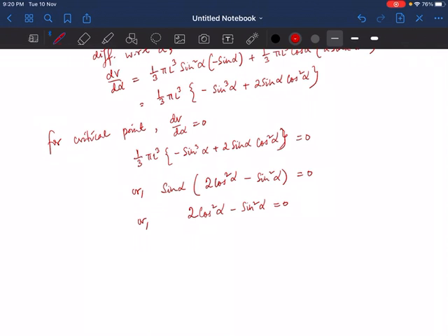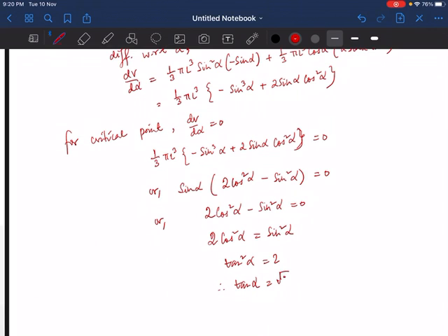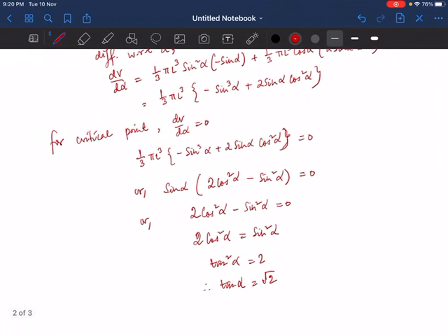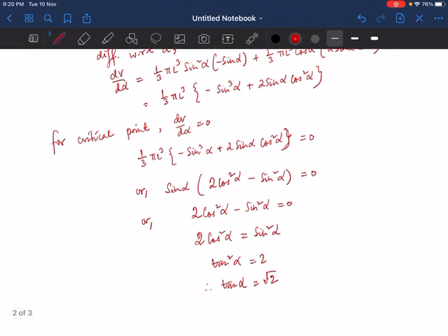Now take sine square alpha that side. So we have 2 cos square alpha is equal to sine square alpha. So tan square alpha is equal to 2. Therefore tan alpha is equal to root 2. So now we prove that tan of the semi-vertical angle is root 2. So we can say here alpha is equal to tan inverse root 2.